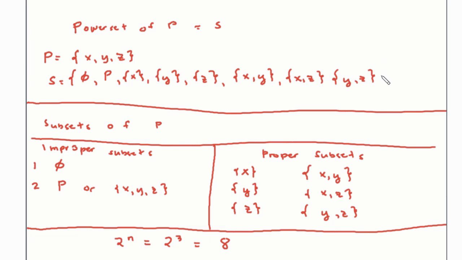And of course, enclose them within a pair of brackets. Please separate them with a comma pa rin. So our subsets will serve as the elements of our power set S. So I hope I made everything clear.